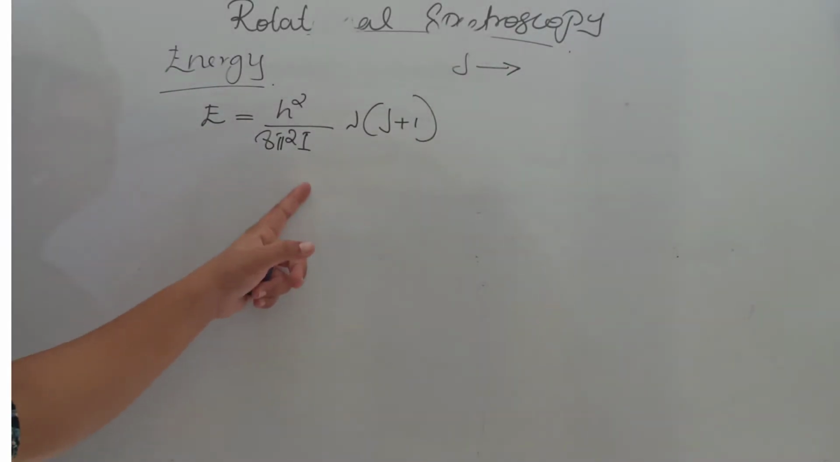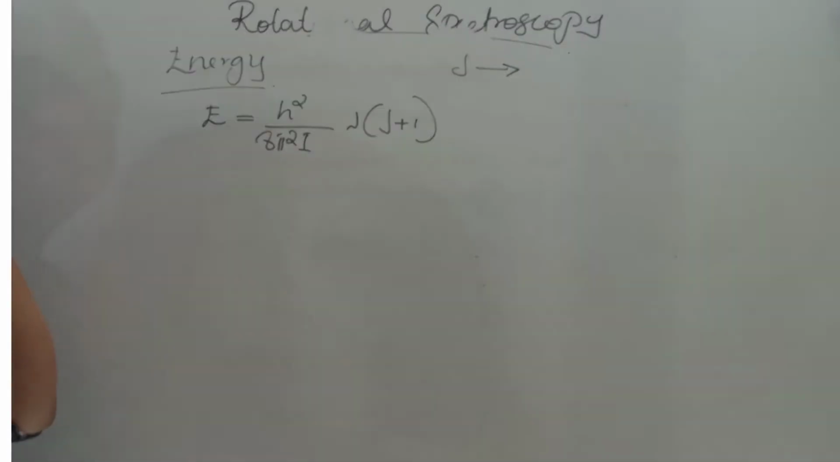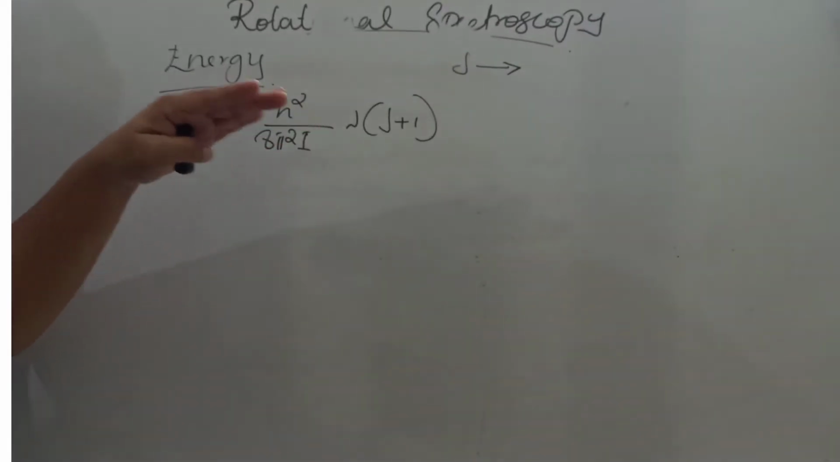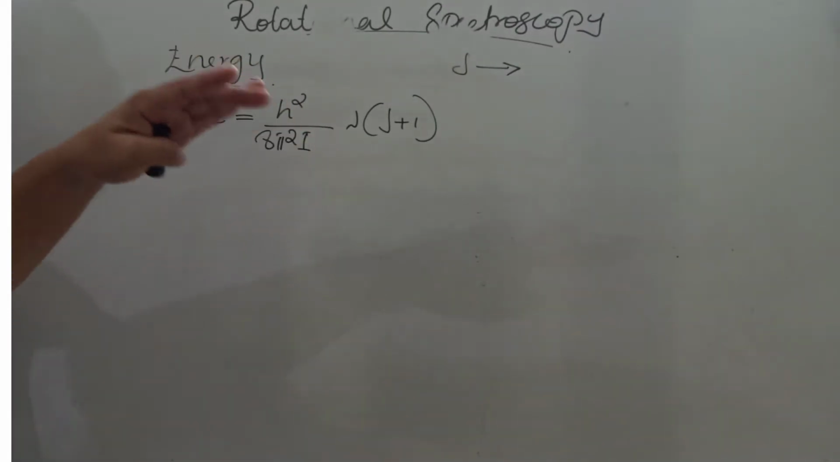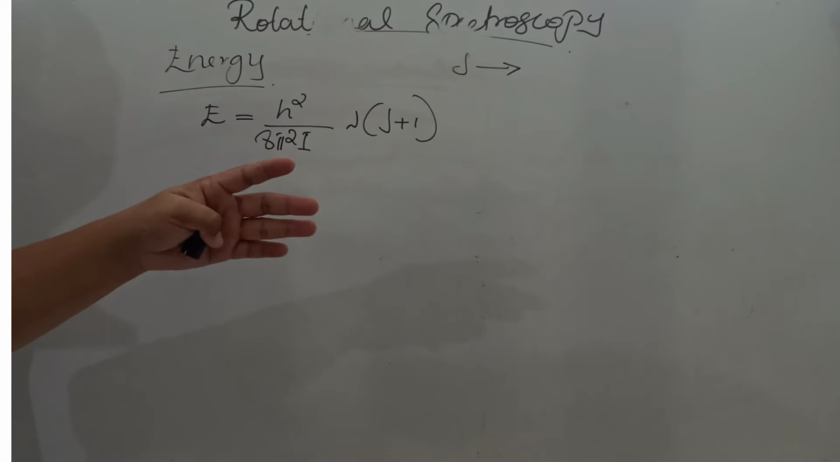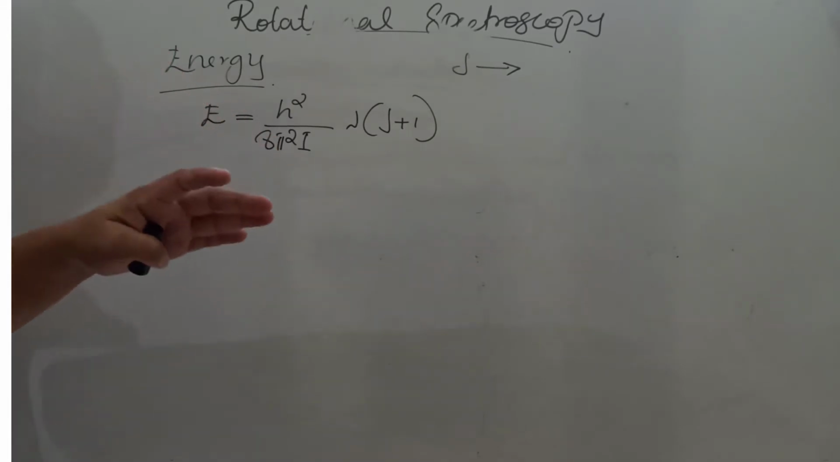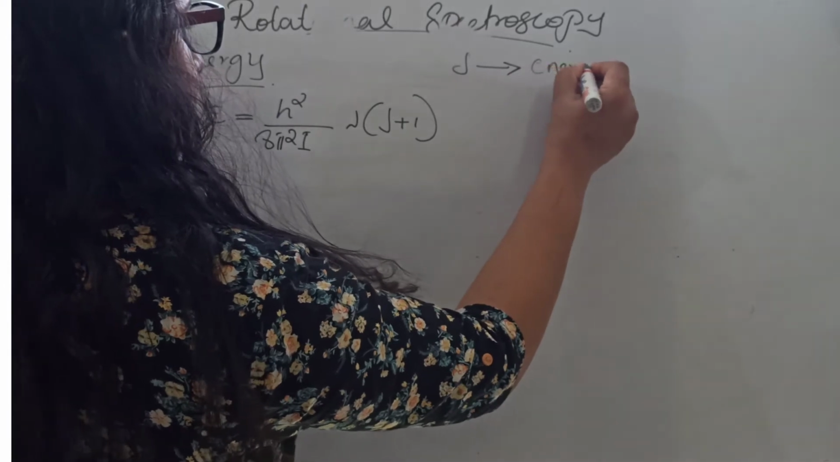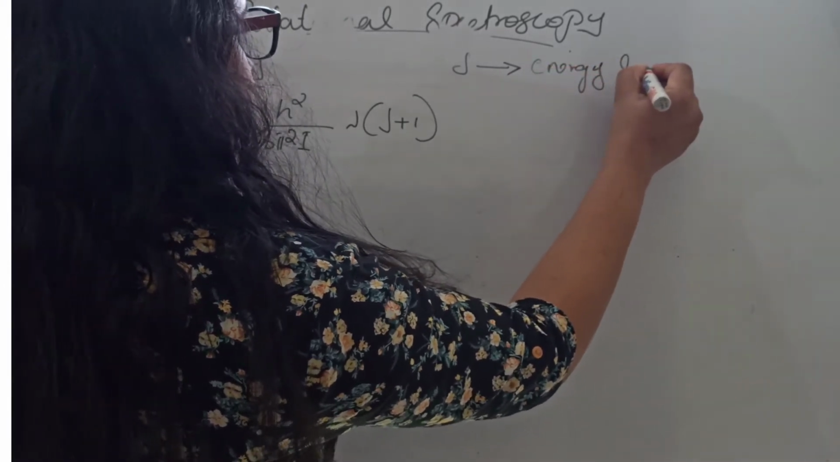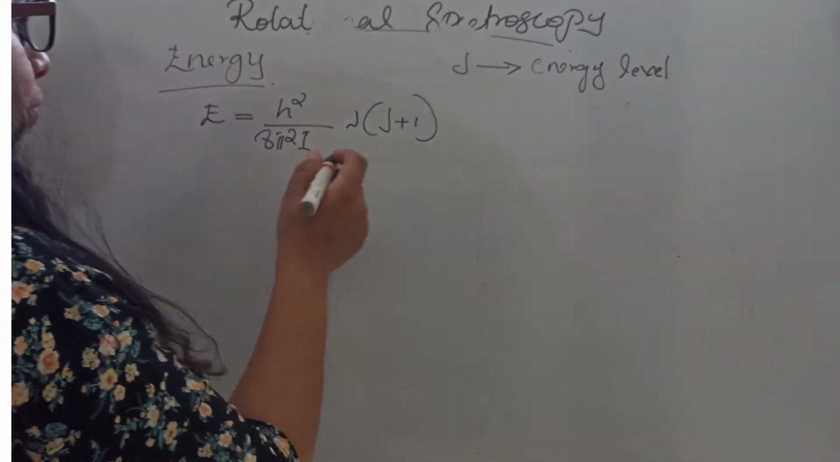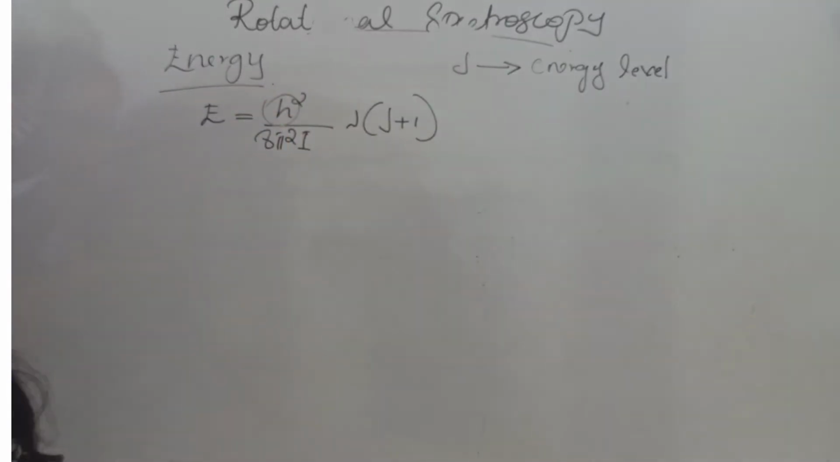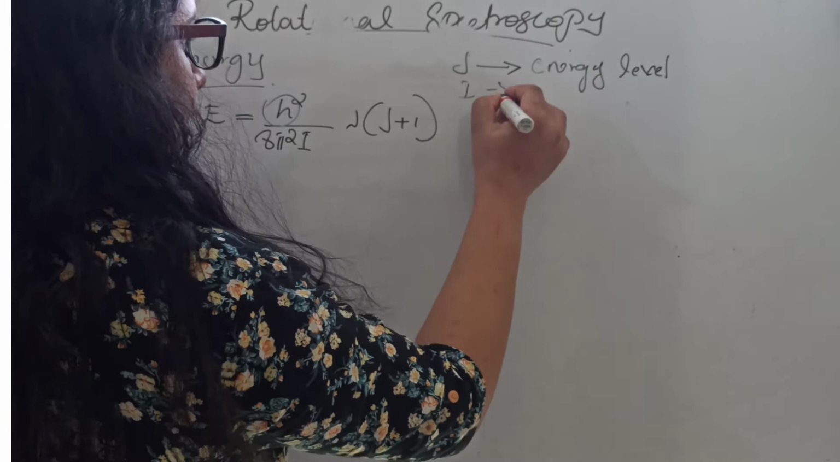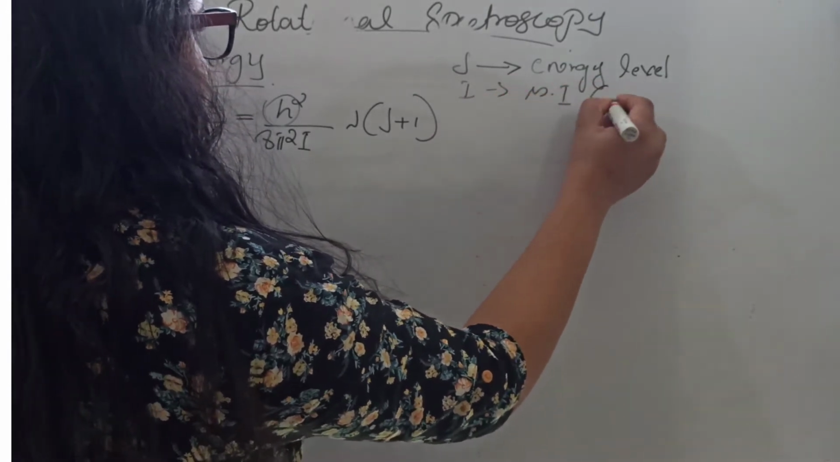Here J is the rotational quantum number, or the different energy levels. J can be 0, 1, 2, 3, etc. So 0 is the ground state, and 1, 2, 3 are the higher excited states. Now you see here, h is the Planck's constant, and I is the moment of inertia, right?